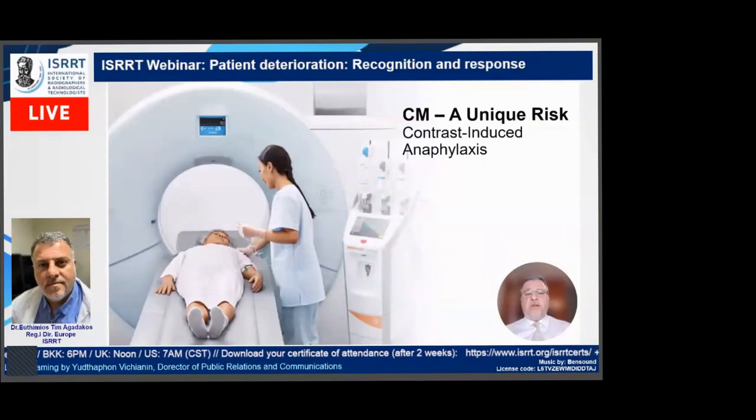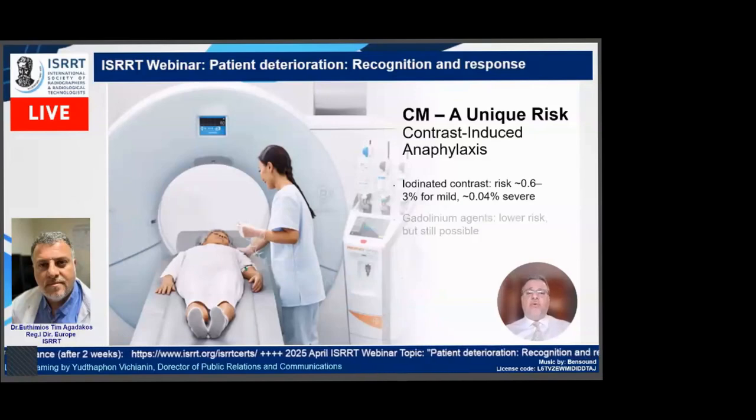Contrast media, particularly iodinated agents, are a well-known cause of anaphylaxis. Mild reactions like nausea or rash occur in up to 3% of patients. Severe reactions are rarer, about 0.04%, but potentially fatal. Although reactions with gadolinium agents have a lower risk, they are still possible.